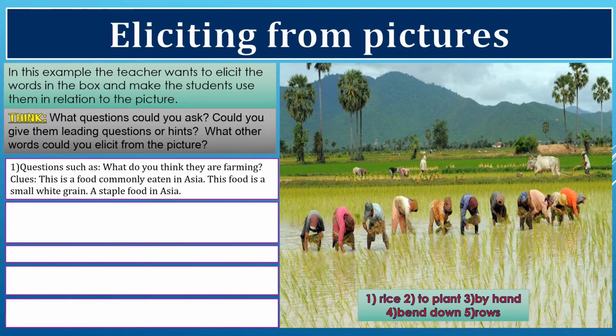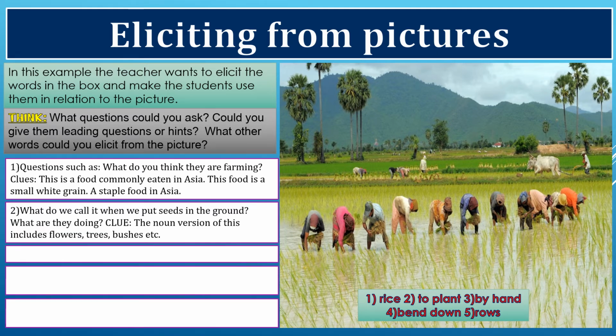For the second one, to plant, we could say, what do we call it when we put seeds in the ground? Or what are they doing? We could give them a clue and tell them the noun version of this word includes flowers, trees, and bushes. The third one, by hand, is how are the farmers planting the rice? And you can make it a bit silly. You can say, are they planting it by foot, by nose, by ears? No, they're planting it by hand.